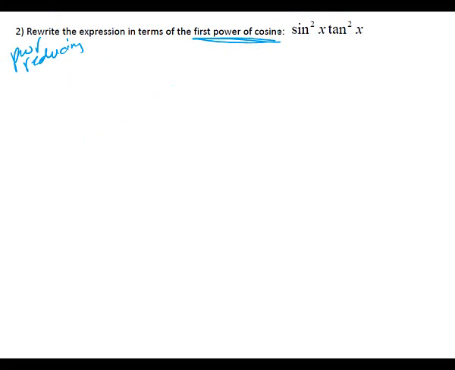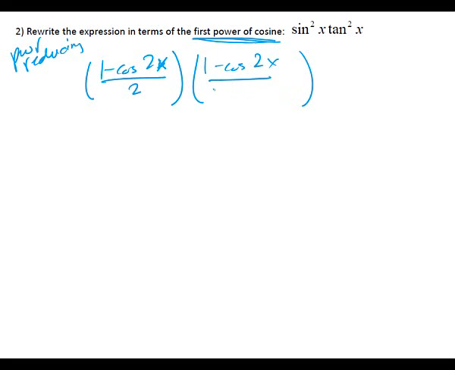All right. What do I get to replace sine squared with? Read what it says from the power reducing formulas. And instead of u, we're going to use x over 2. All right. What am I going to replace tangent with? 2x over 1 plus cosine 2x.